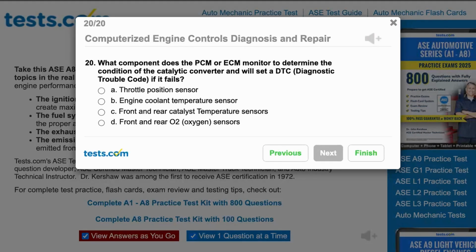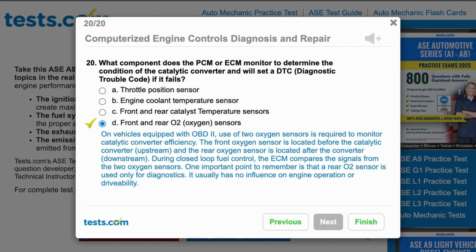Question 20. What component does the PCM or ECM monitor to determine the condition of the catalytic converter and will set a DTC diagnostic trouble code if it fails? A. Throttle position sensor. B. Engine coolant temperature sensor. C. Front and rear catalyst temperature sensors. D. Front and rear O2 or oxygen sensors.